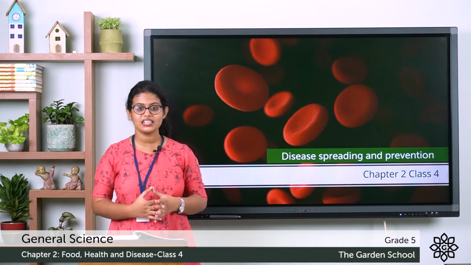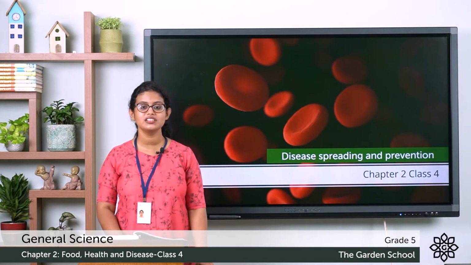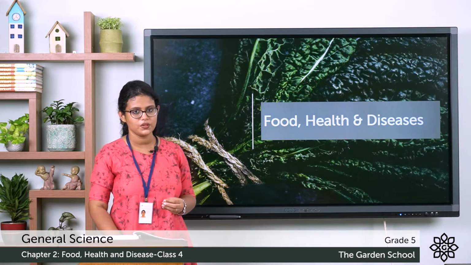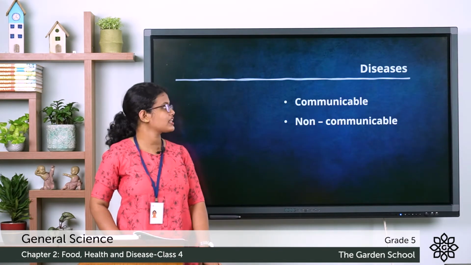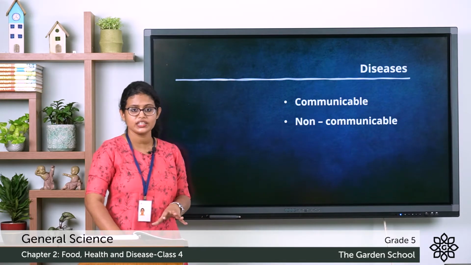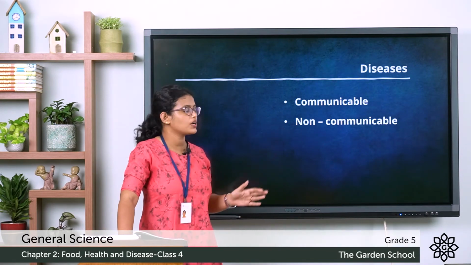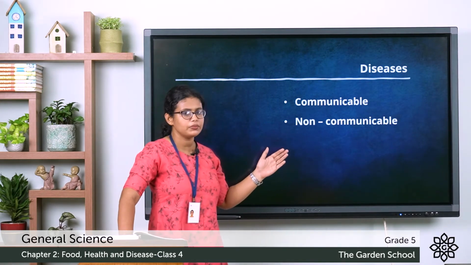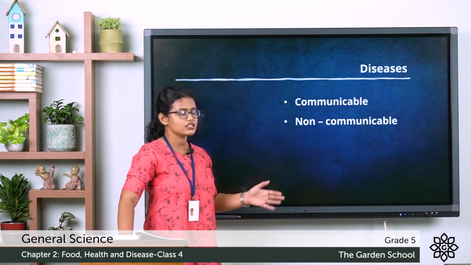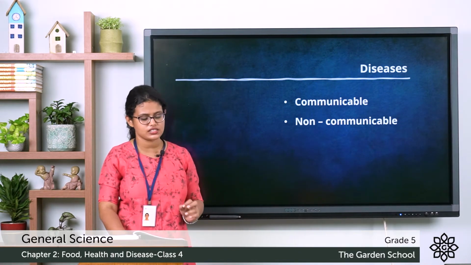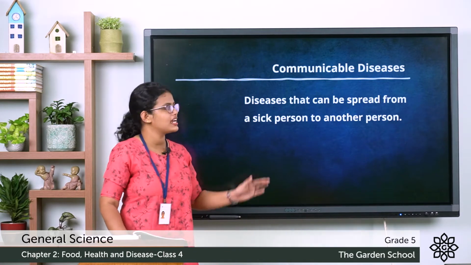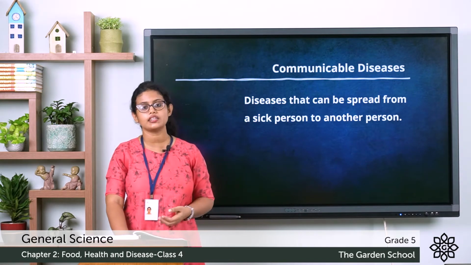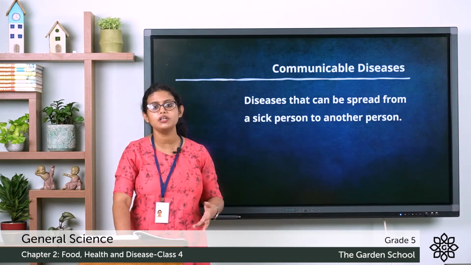So in the last class we discussed the communicable diseases and how they are caused. Diseases can be classified as communicable or infectious diseases and non-communicable diseases. So what are communicable diseases? Diseases that can be spread from a sick person to another person. That is called a communicable disease.